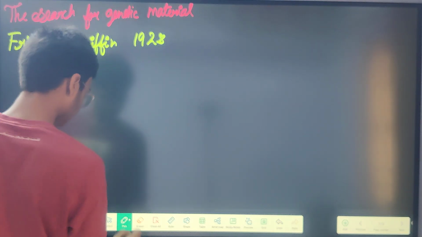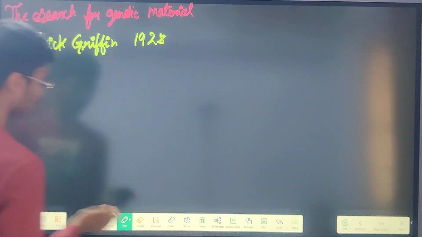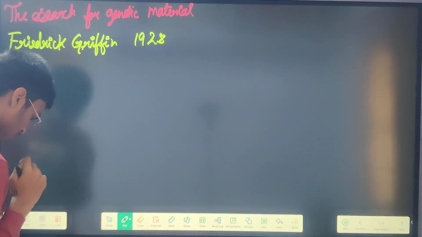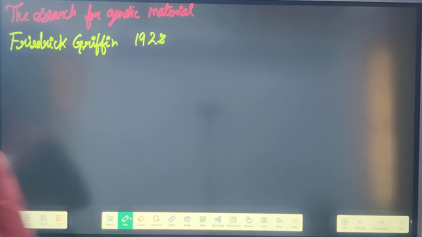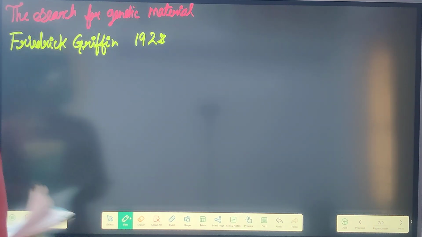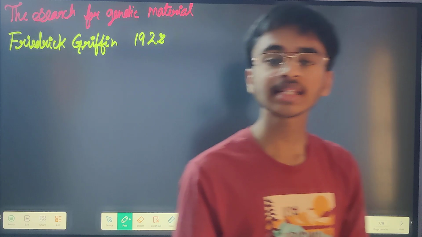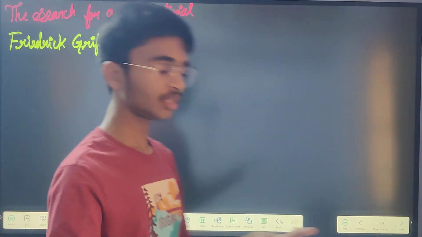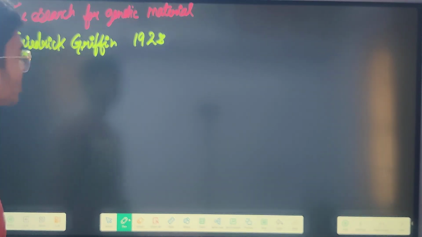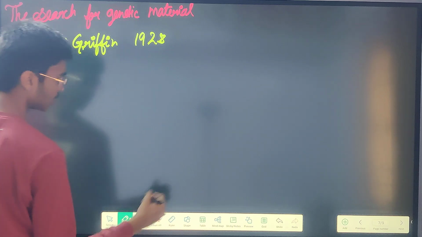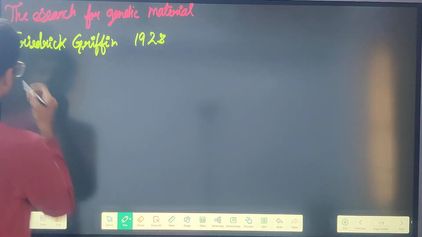So what he did is, he had taken a few things. First, he has taken Streptococcus pneumonia. Fortunately, or thankfully, he didn't use humans. Now we are going to see about Streptococcus pneumonia.